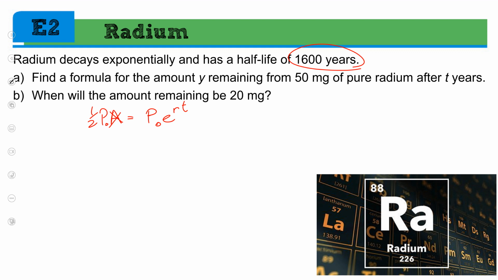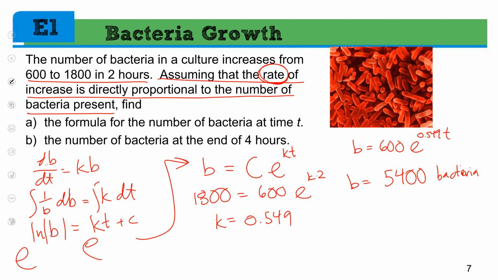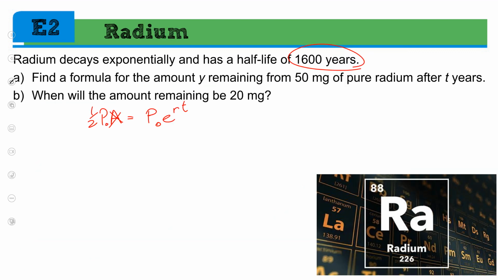How would I solve that? What's the first thing you're going to do? What's the first thing you did here? Didn't you all divide by 600? Okay, so what's the first thing I'm going to do here? I'm going to divide by P naught. What's P naught divided by P naught? 1. Whoops. E to the RT.